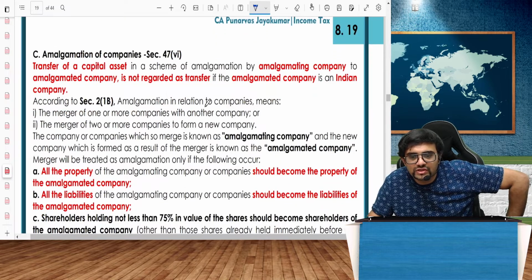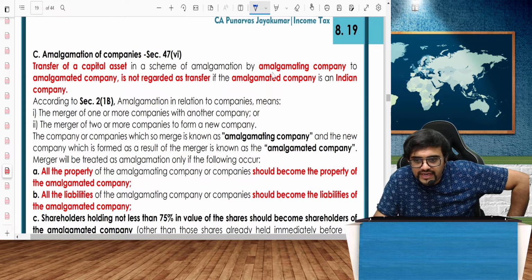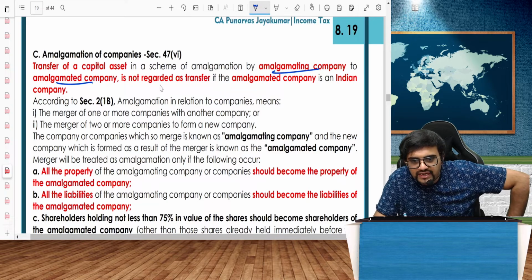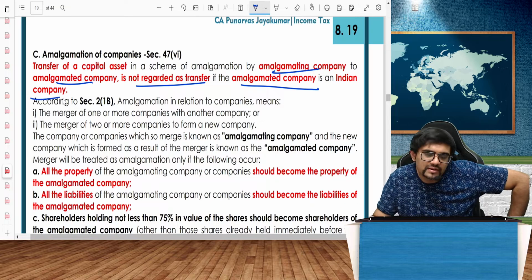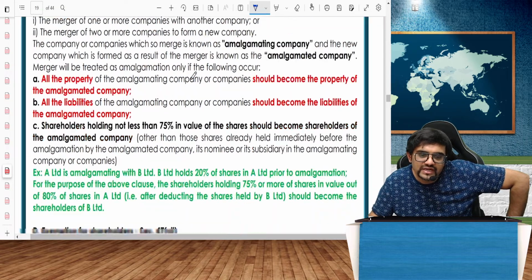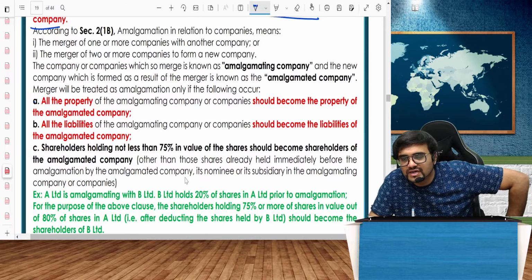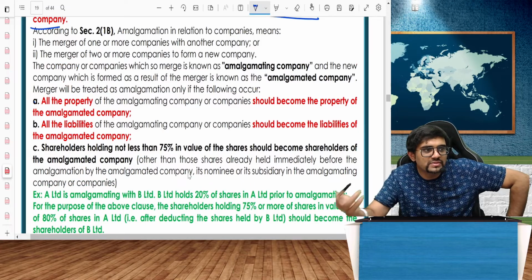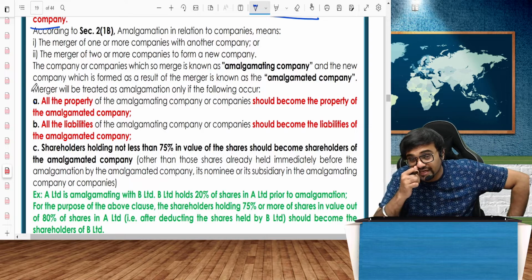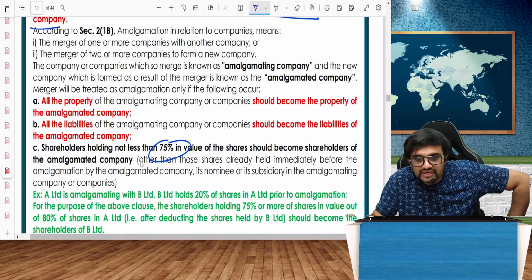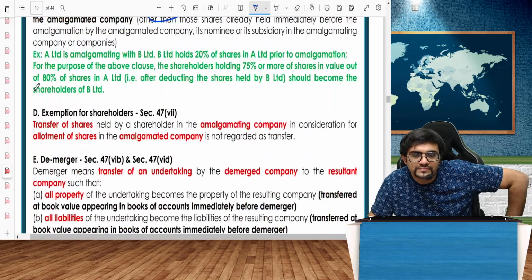During amalgamation also the same thing will happen. Transfer of a capital asset in the scheme of amalgamation by the amalgamating company to the amalgamated company is not regarded as a transfer if the amalgamated company is an Indian company. Same with demerger also. There are certain conditions. All the property should become the property of the amalgamated company. All the liabilities should become the liabilities there. And the shareholders should get at least 75% in value of the shares.